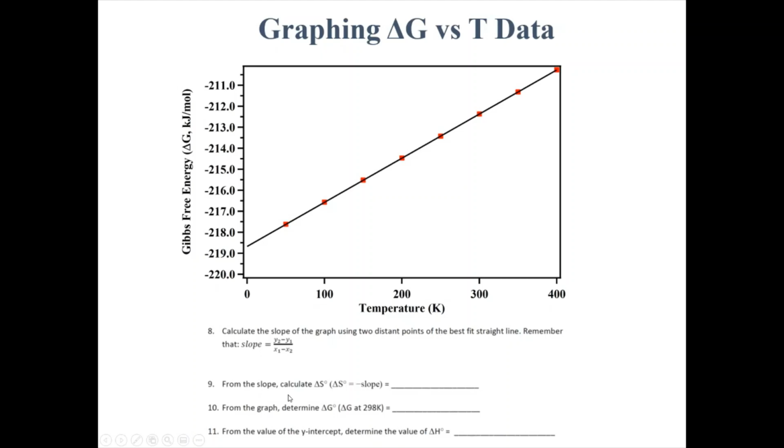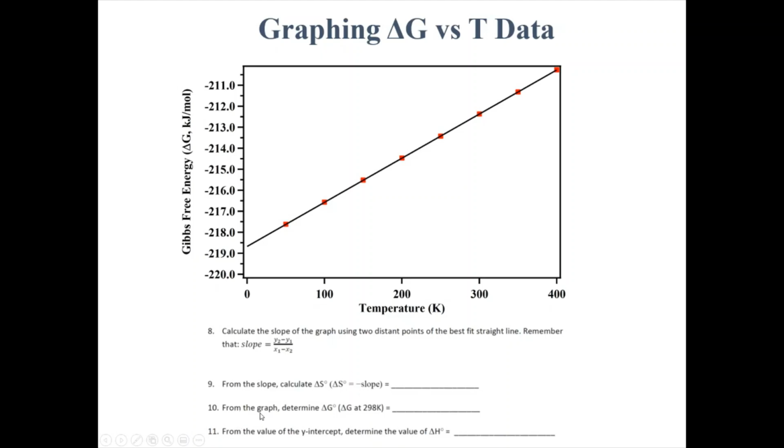And then from the slope, you're going to calculate delta S. Now, if you remember, in delta G equals delta H minus T delta S, the slope is really minus delta S. So we have to take the negative of the slope, because in delta H minus T delta S, instead of there being a plus, there's a minus sign. So we have to account for that by taking the negative of the slope.